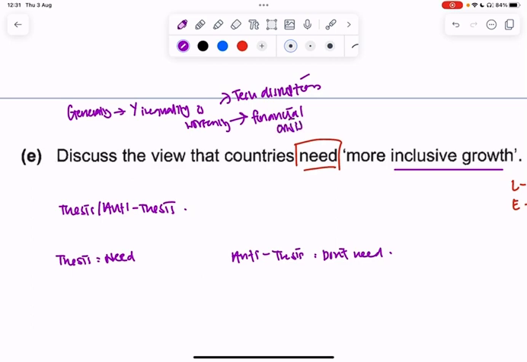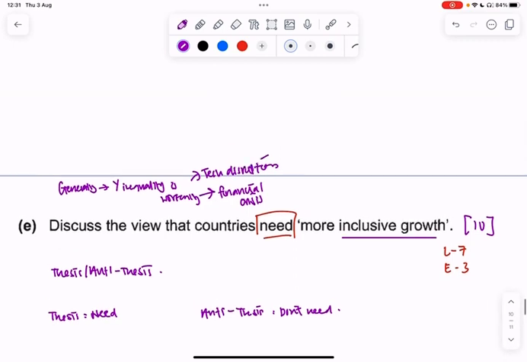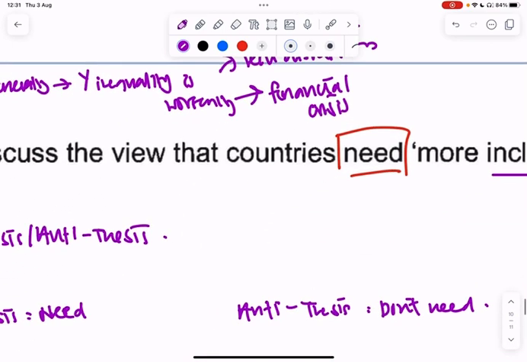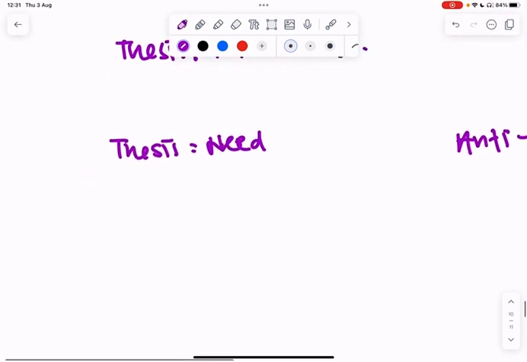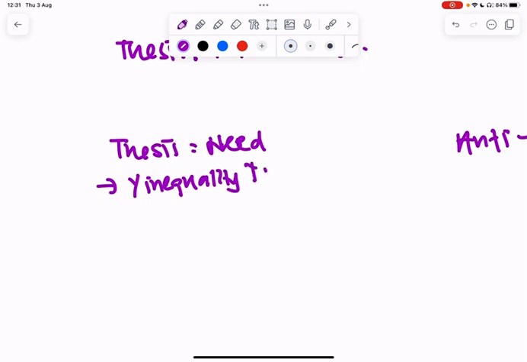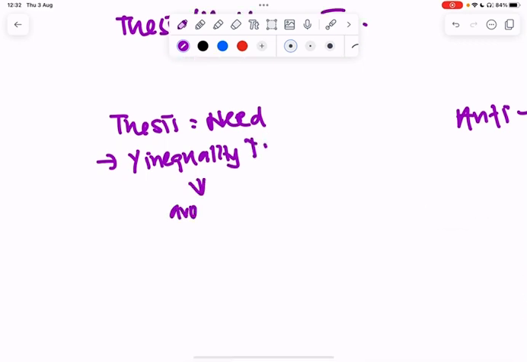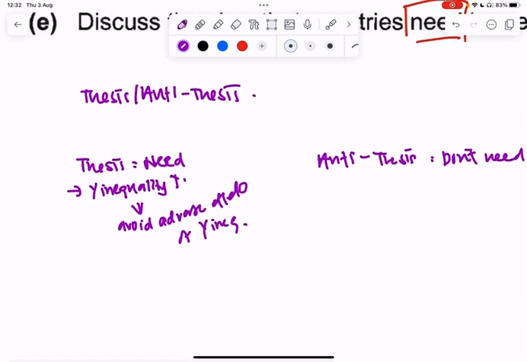So we need to keep thinking in terms of this, the lens of the case study that they have given us. So countries need more inclusive growth when income inequality is high. Why? Because I want to avoid the adverse effects of income inequality, right? So very, very intuitively, this is when I will want to have more inclusive growth.